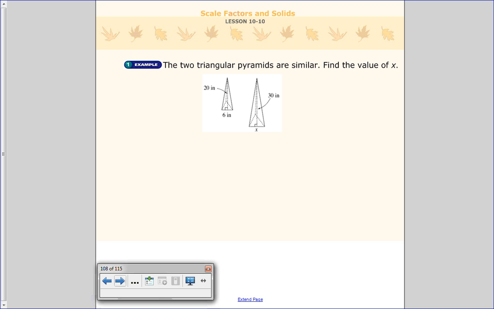So now it's your turn. The two triangular pyramids are similar. Find the value of x. I would like you to do this one, and when you're all done, come back and check your answer. So go ahead and pause me now.